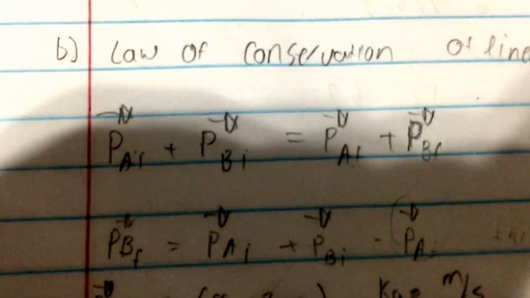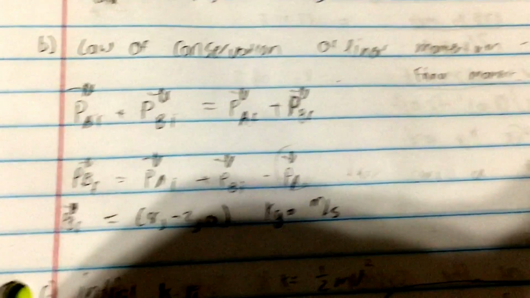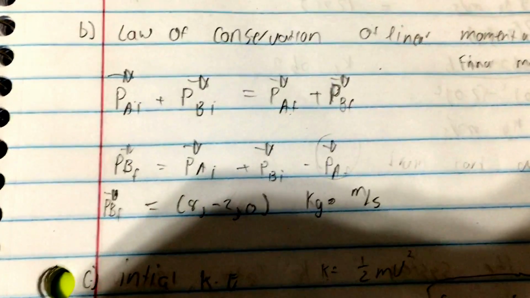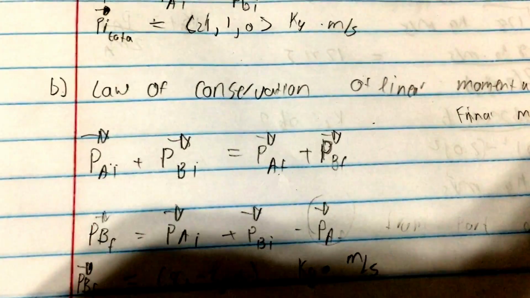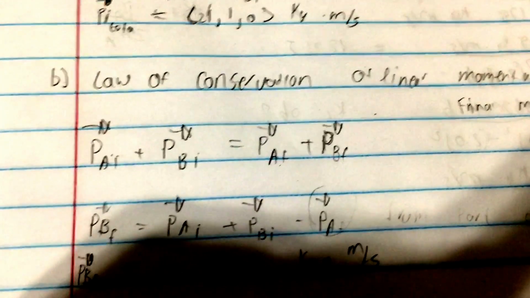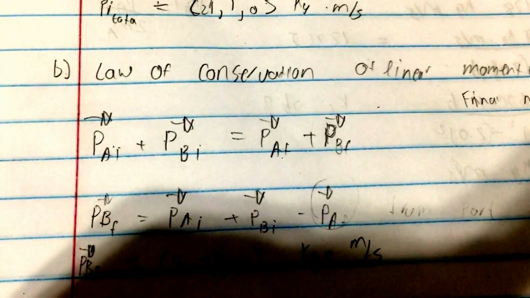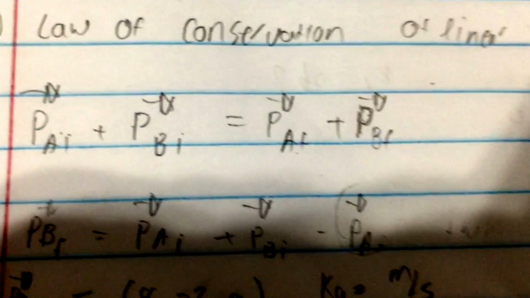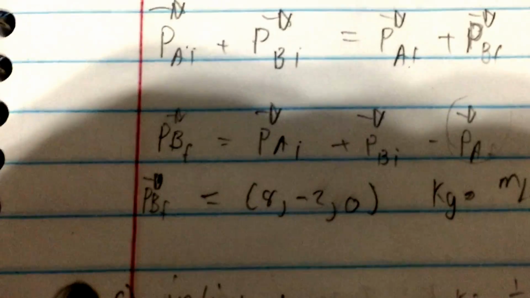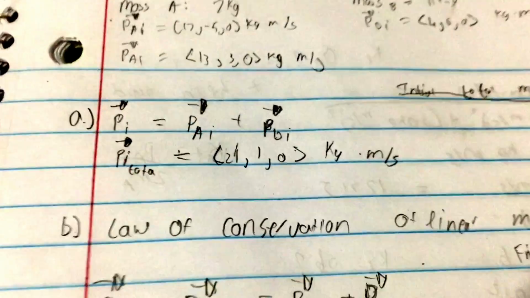The second one was asking for the final momentum of object B. Momentum is a law of conservation, so linear momentum is conserved. PAi plus PBi equals PAf plus PBf, and you can simplify it to this. Afterwards, you just solve for PBf, which is the final momentum.